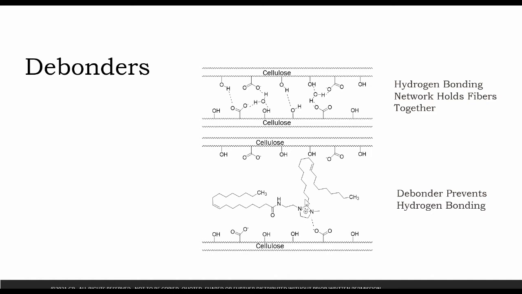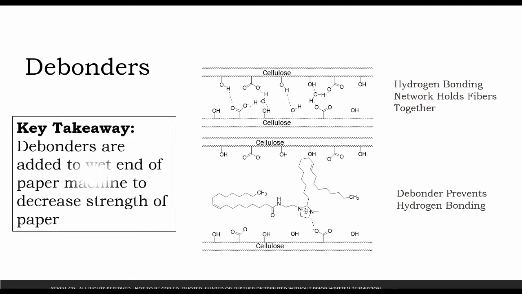The other thing I want to point out is this chemistry has these long fatty tails associated with it. And what those fatty tails do is they get in the way. They prevent that close contact between the two cellulose fibers, and they prevent that hydrogen bonding network between the fibers as well. And so you prevent that hydrogen bonding and you reduce the strength of your paper product. So again, I don't want you to get bent out of shape about the actual chemistry, the functional groups there. Those are not that important, but I want you to have a key takeaway that debonders are added to the wet end of the paper machine to decrease the strength of your paper.